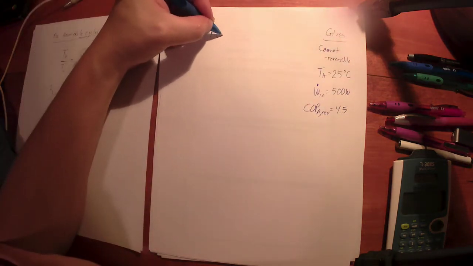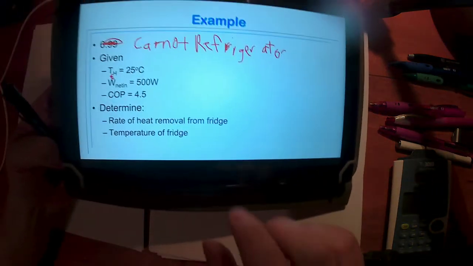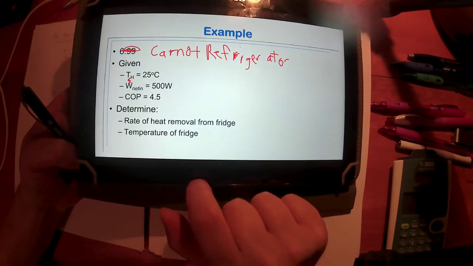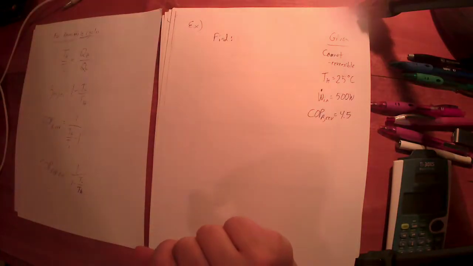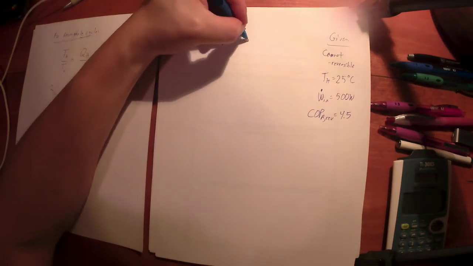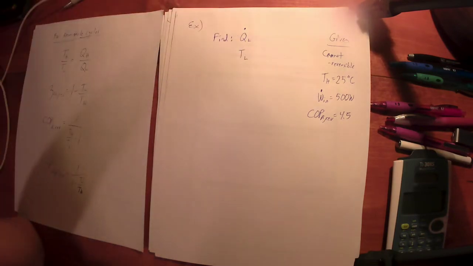They want us to find, what did they want us to find? They wanted you to find the rate of heat removal from inside the refrigerated space and the temperature of the refrigerated space. That's the low temperature side of the device. So they want you to find Q dot L and TL.